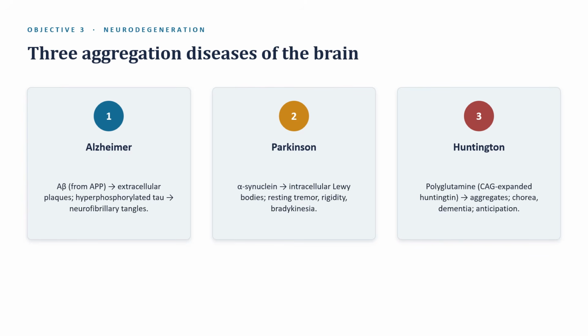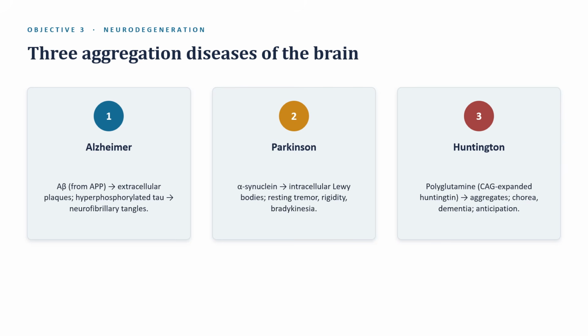Amyloid aggregation is a shared thread through the big three neurodegenerative diseases. In Alzheimer's, two proteins misbehave. Amyloid beta, cleaved from the amyloid precursor protein, builds up as extracellular plaques, and hyperphosphorylated tau forms intracellular neurofibrillary tangles.